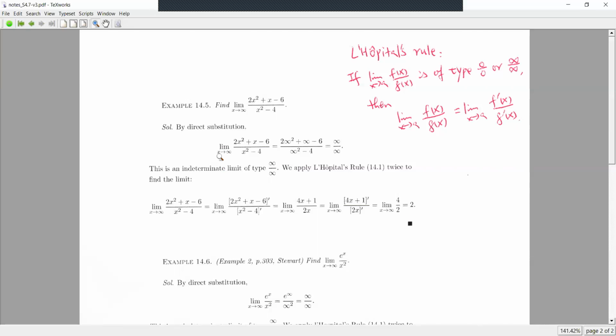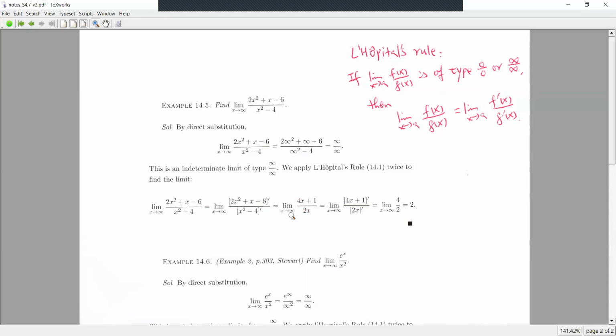That means as x approaches infinity, x squared minus 4 approaches infinity, and 2x squared plus x minus 6 approaches infinity. So infinity over infinity. We cannot determine what infinity over infinity is, but we can apply L'Hopital's rule, right? By L'Hopital's rule, take the derivative of the numerator and the derivative of the denominator, then we get this limit.